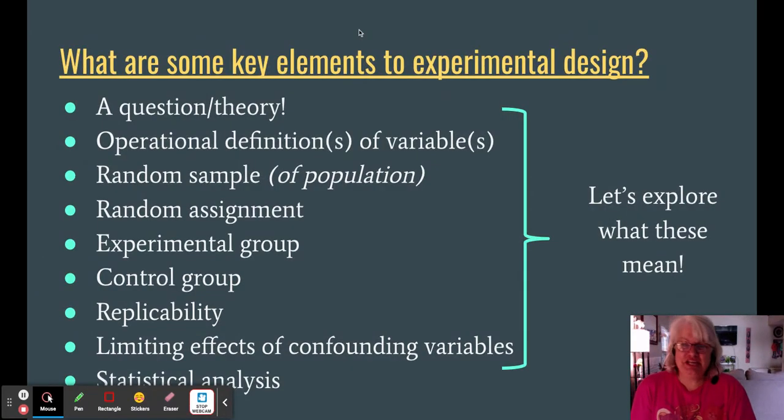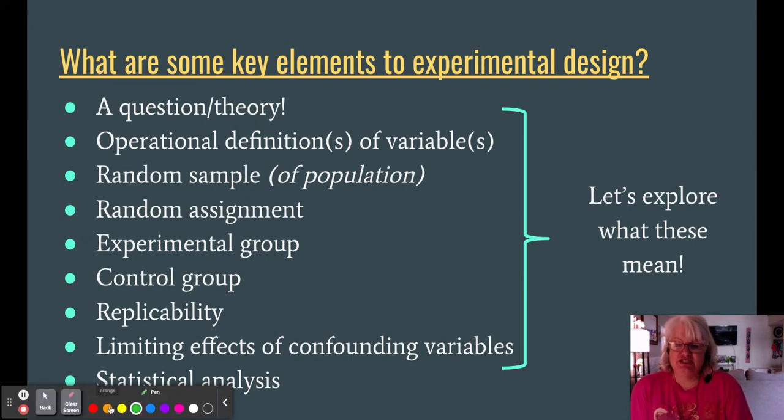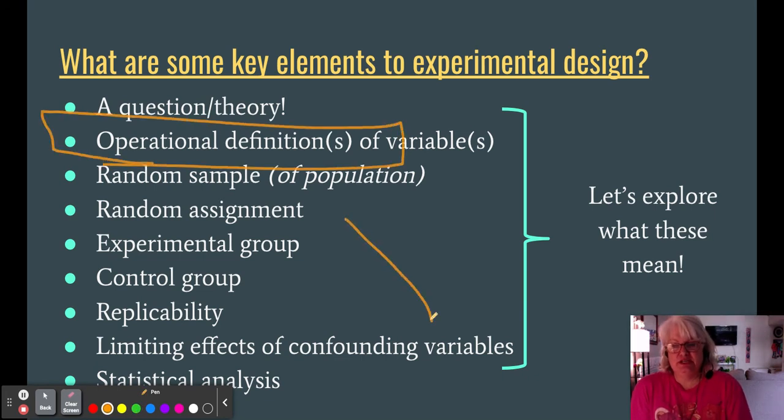Okay, so here they are. This is a lot, right? So you should have a question or a theory or hypothesis. You should have what's called an operational definition of variables, and we're going to talk about that next. We're going to talk about how you figure out how to get your samples, so the people that are going to be in your experiment. We're going to talk about the difference between an experimental group and a control group and the importance of replicability. Can you repeat the experiment and get the same results?